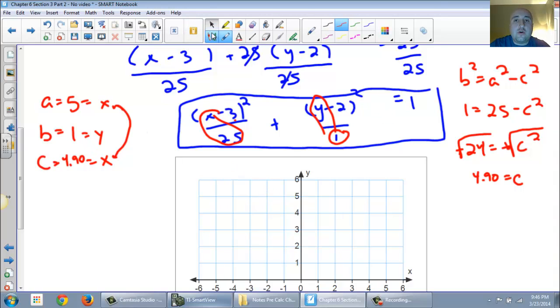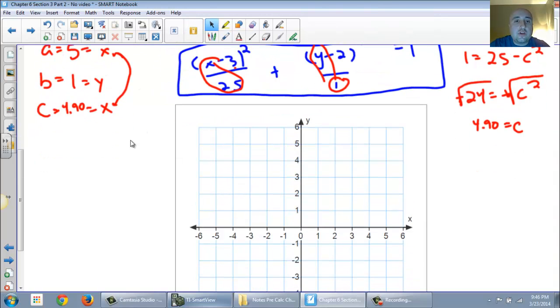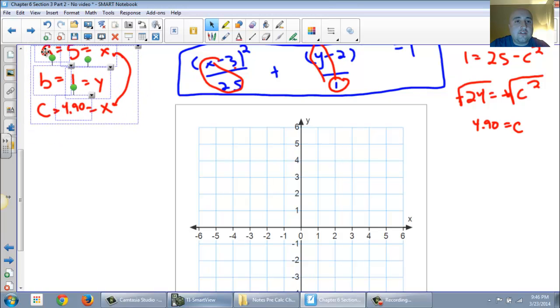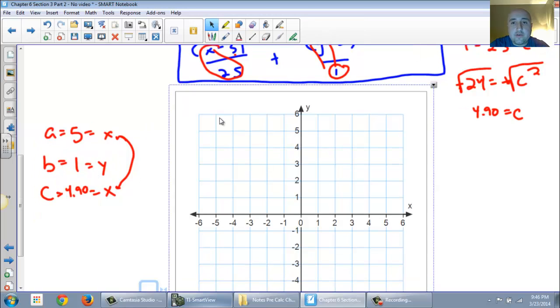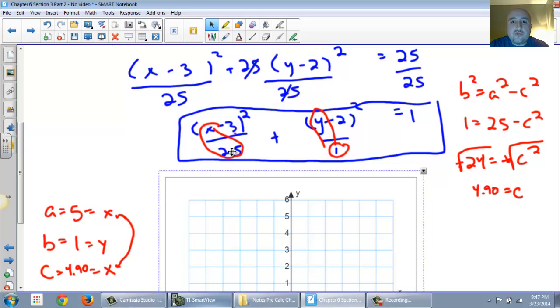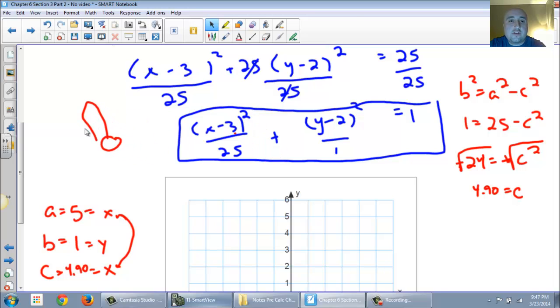Okay, so now all we have left to do is, oops, not that. I just want to move it. All right, now last thing we have to do is graph. We do have a new center though. Okay, so let's see what our new center is. Let's get rid of that. Let's get rid of this. All right, so what is our new center?